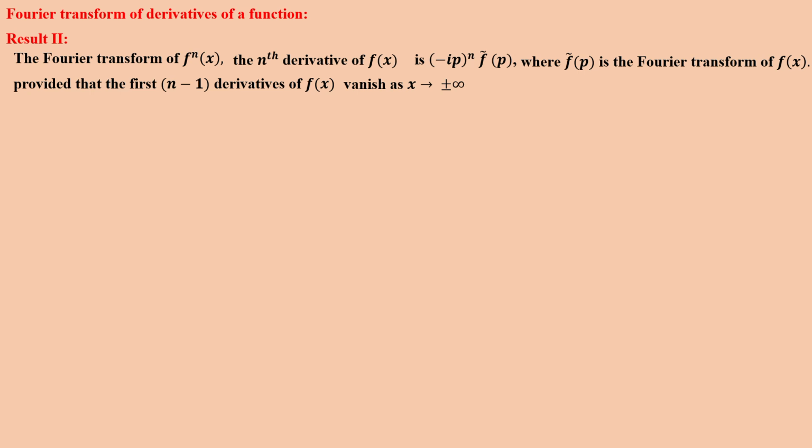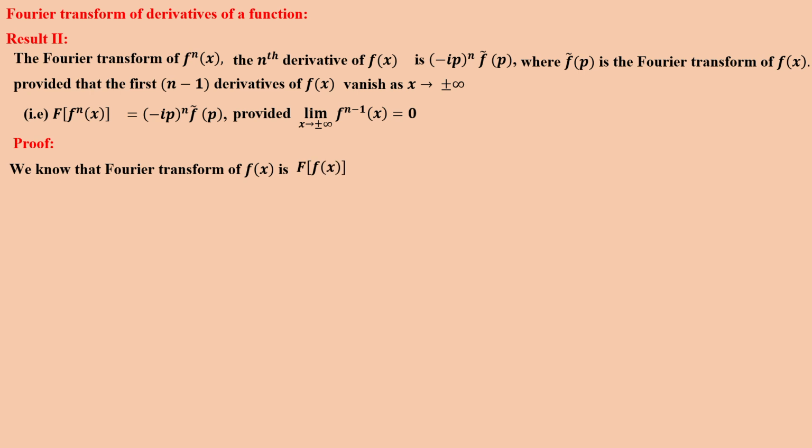That is, f^(n-1)(x), limit x tends to plus or minus infinity, f^(n-1)(x) is equal to 0. So in notation, Fourier transform of nth derivative of f is equal to (-ip)^n f bar of p, provided limit x tends to plus or minus infinity, f^(n-1)(x) is equal to 0. We know Fourier transform of f of x is f bar of p, which is equal to 1 by root 2 pi integral minus infinity to plus infinity f of x e^(ipx) dx. That is equation number 1.